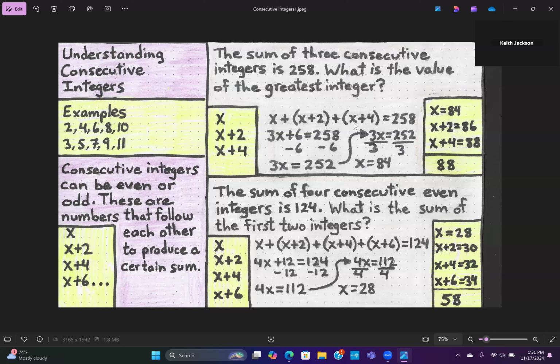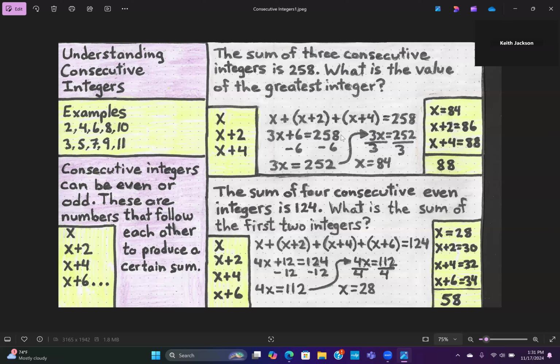Now if we add the x's together, we're going to have 3x because we have an x here, an x there, and an x there, which will give us 3x. When we add like terms, like these x's, we get 3x, and if we add the like terms of 2 and 4, we will get 6. This is why we have 3x plus 6 is equal to 258.